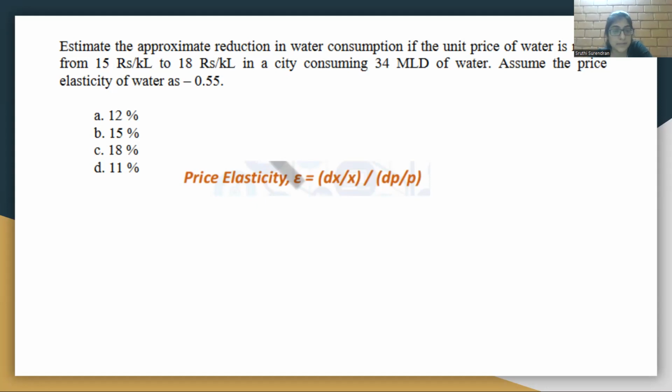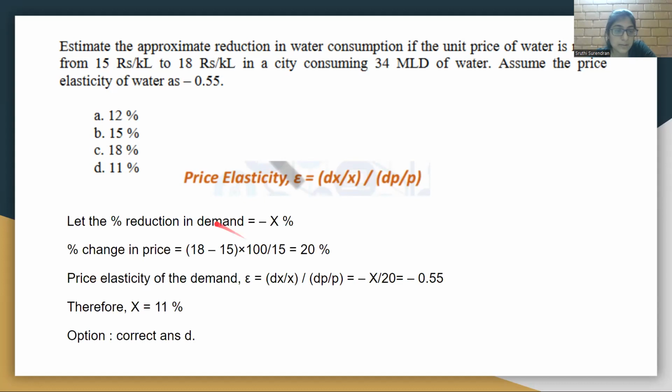11%. Yeah, correct. Since they have said it is a reduction, we assign a minus X value here. We've been given the change in price, which is 18 minus 15, and the price will be the initial price. So the percentage change in price is 20%. Directly substituting in this formula, minus X by 20 will give you minus 0.55. So X is equal to 0.55 into 20, which is equal to 11%. So the correct answer is option D. Move on to the next question.